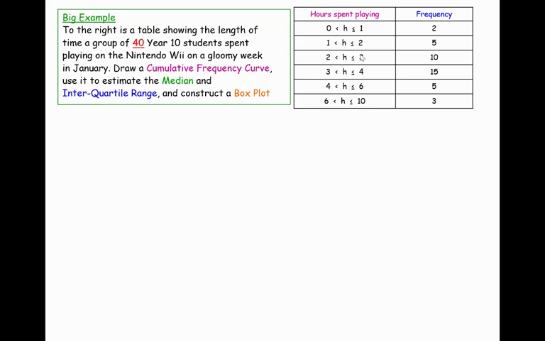On the frequency column, what this number means is that 2 students play between 0 and 1 hours. Then we have 5 who spend between 1 and 2 hours, and so on.